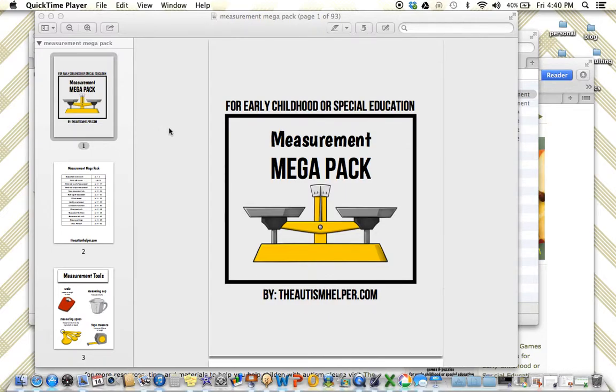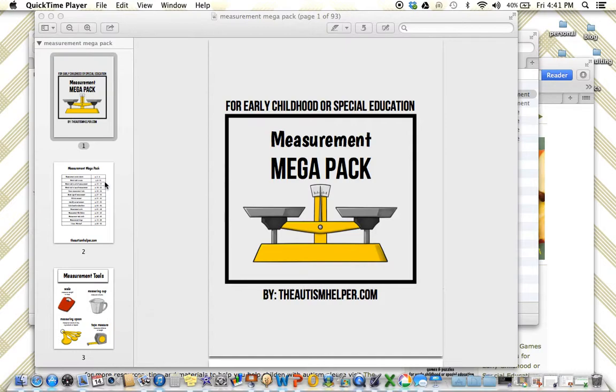And this is a product preview of my Measurement Mega Pack for early childhood or special education. So if you've checked out any of my other Mega Packs, this one's fairly similar. It's really big and has a wide range of resources. So you'll be able to include multiple types of learners within this same unit, which I really love and I think is a common situation in a lot of our classrooms, whether early childhood or special ed.